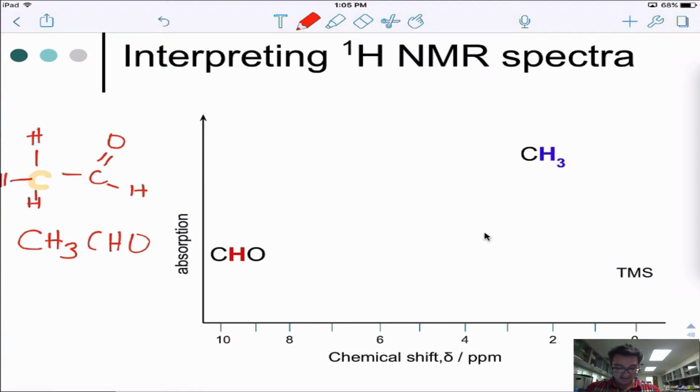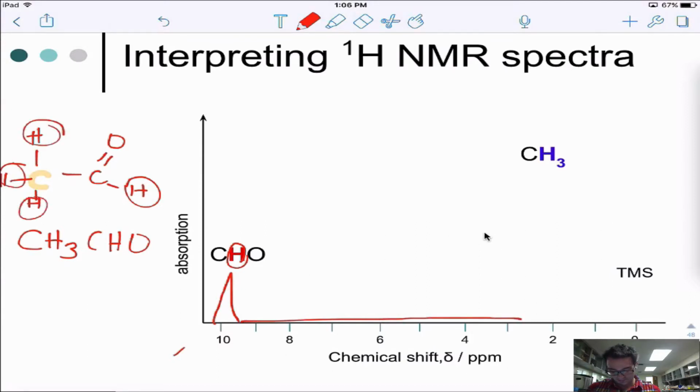We'll see that there will be a peak for the hydrogen that's attached to the carbon that's attached to the double bonded oxygen. And we'll get a peak about here. We'll also get a peak along where we have the 3 hydrogens from the methyl group, 1, 2, and 3. And we'll get a peak up here. And then we'll also get a peak for our TMS standard at 0, because that's what we're comparing it to.